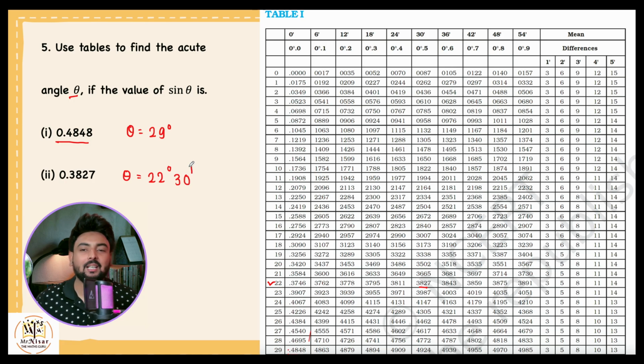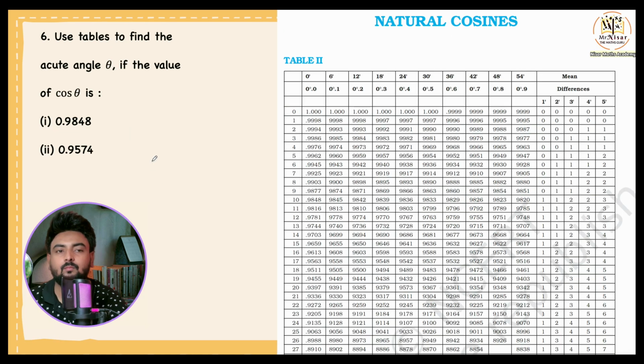I hope it's quite clear to you. Let's go for the next table. So the next question we have, children, use the table to find the acute angle theta. Here the cos value is given, and now you have to find theta. It is the same as the previous one, but we need to remember in cos we subtract the mean differences.